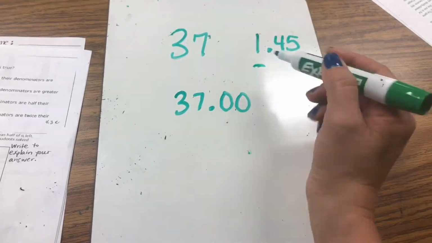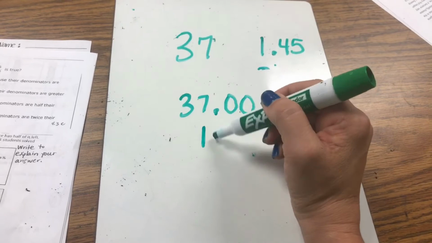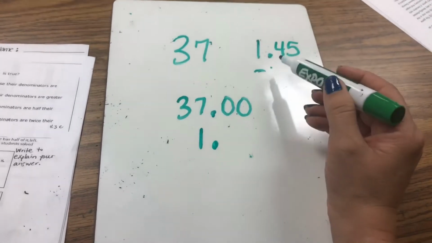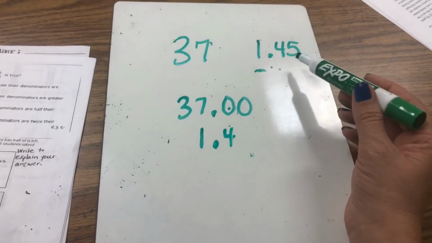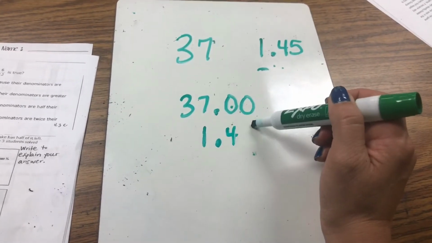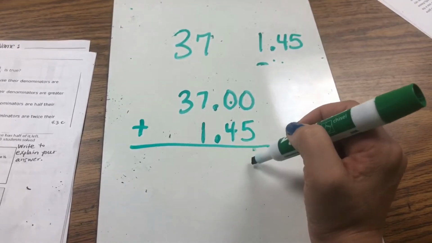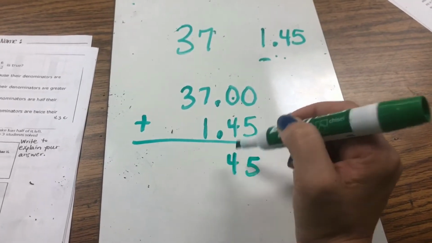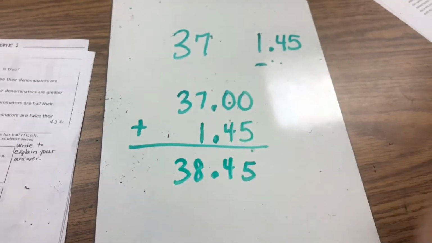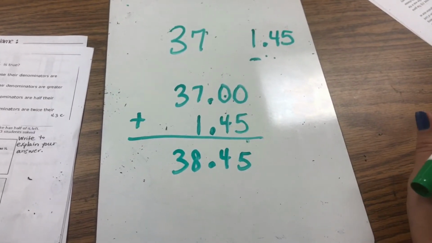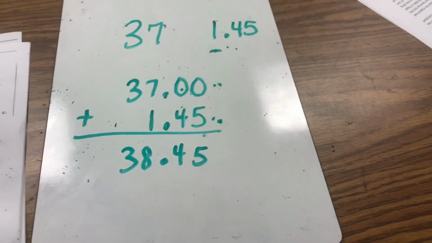Then I can take my decimal, 1 and 45 hundredths, and add it to this, because now they're both decimals. The 1 is in the ones place, so I would line it up in the ones place. The decimal point would go directly underneath this decimal point, and then 4, which is in the tenths place, would go directly under the 0 in the tenths place. The 5 in the hundredths place would go directly under the 0 in the hundredths place. So now to find the sum, 0 and 5 make 5, 0 and 4 make 4. Bring your decimal point down, 7 and 1 make 8, 3 and 0 make 3, for an answer of 38 and 45 hundredths. Make sure that both numbers are turned into decimals in order to be successful on that.